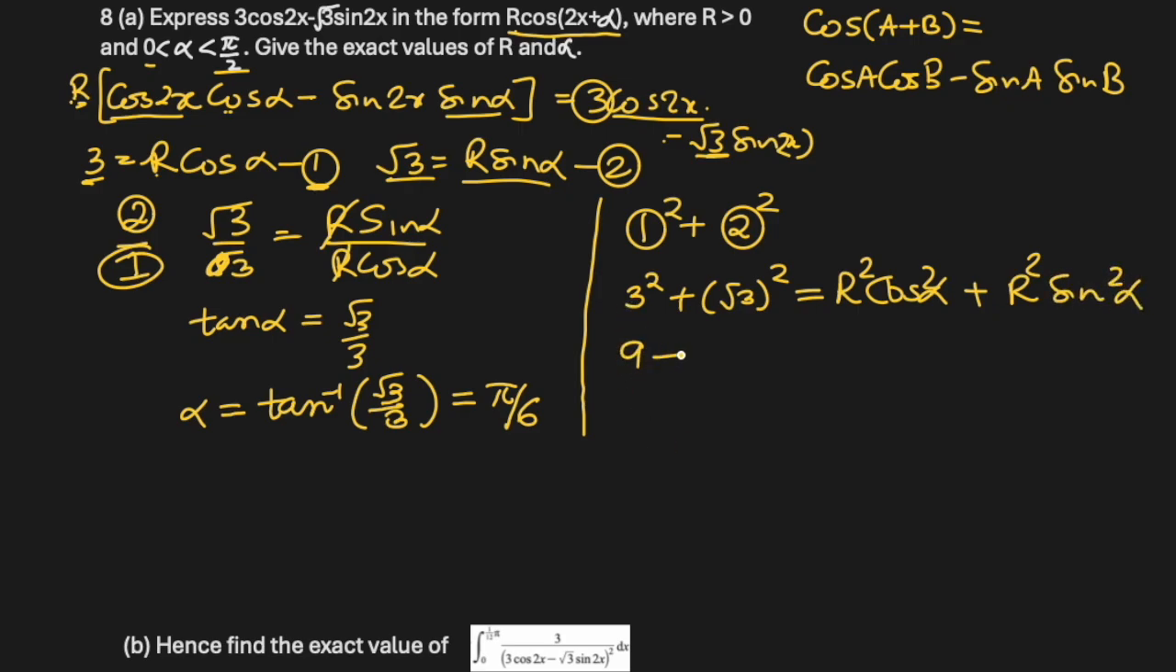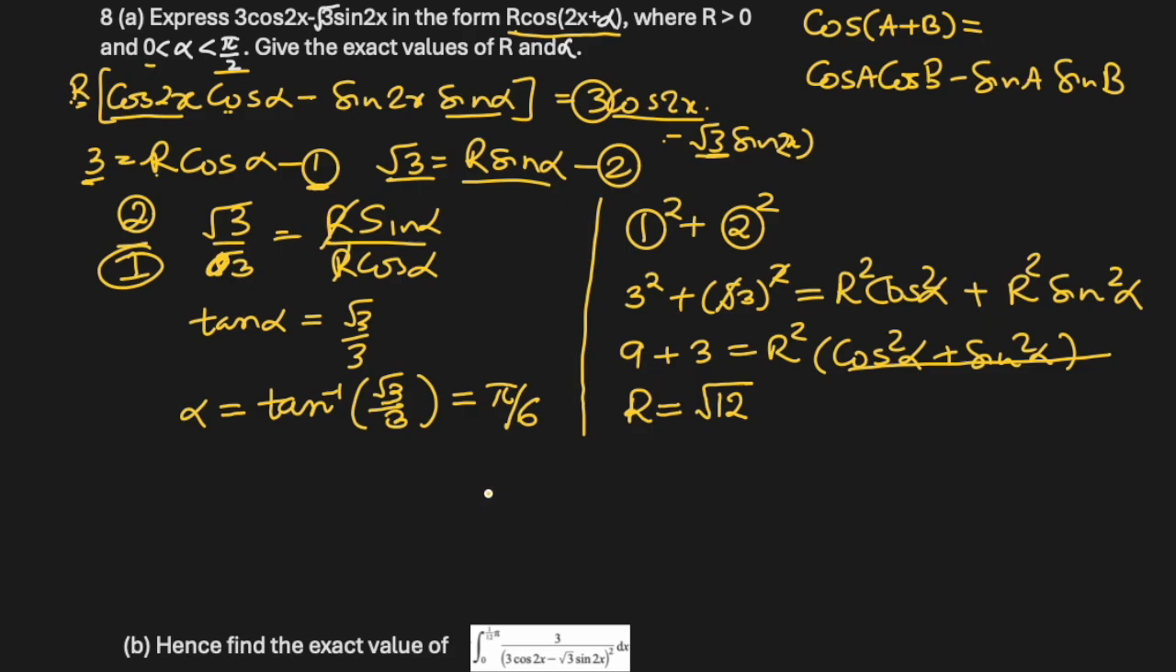This is 9. This will be complete 3 because square root and square cancel, equal to r square, if I take common, cos square alpha plus sine square alpha. According to the identity, this is equal to 1, so we can ignore this. So r becomes square root 12. Because r is greater than 0, we will not take the negative, only the positive square root 12, and r is there. So basically, if you want to do it directly, just square the coefficients and add them and then find their square root. That is the value of r. This is how we do it.